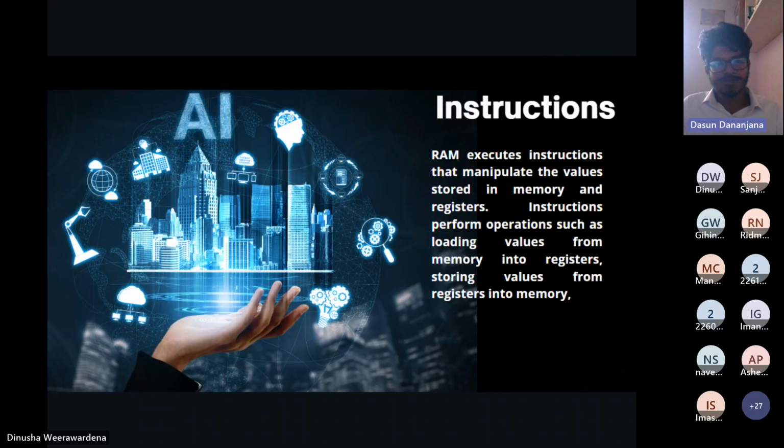Okay, instructions. What are instructions? RAMs operate on a set of instructions. These instructions represent the operations or tasks that RAM can perform. Each instruction is represented by a unique binary code and specifies a particular operation such as arithmetic, logic, or data manipulation. So I would like to hand over this presentation to Mr. Savin.